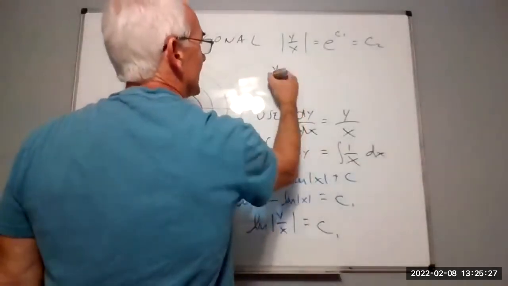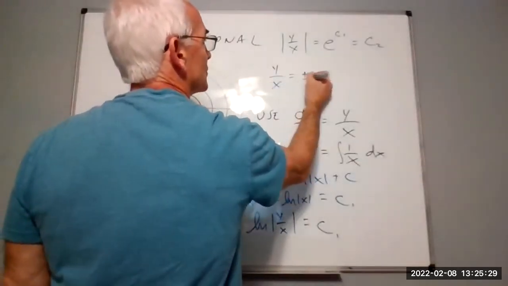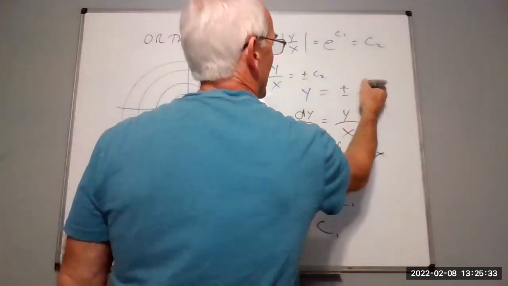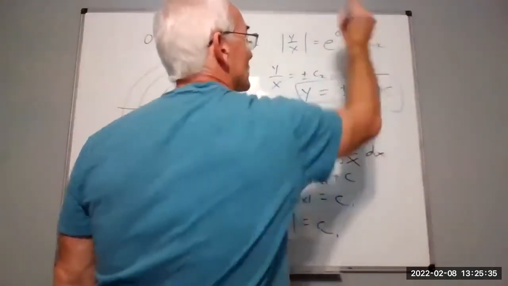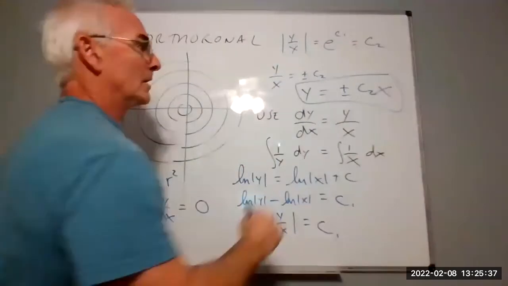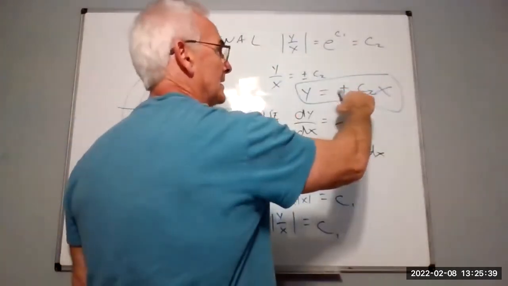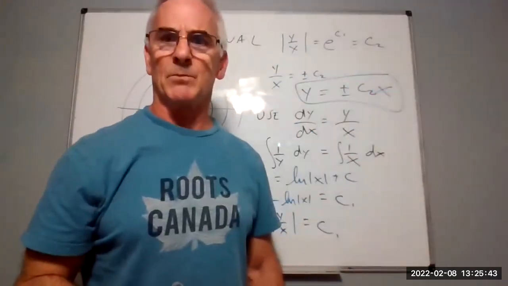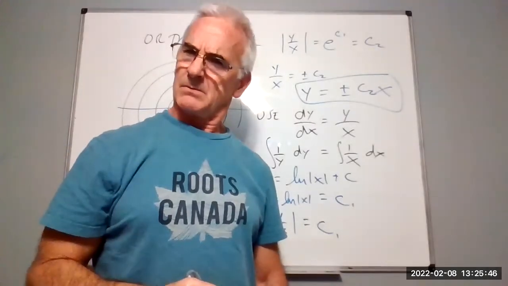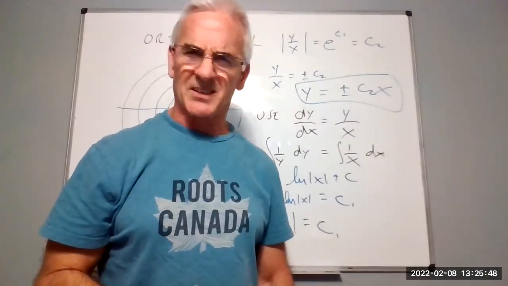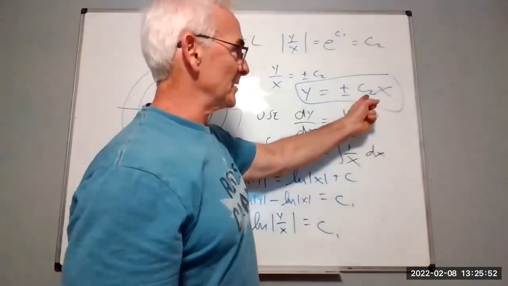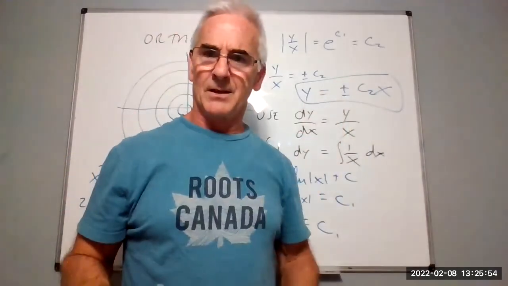So if I do that, I get y over x is plus or minus c2. So y is plus or minus c2 x, because c2 was any positive number. So that means y is any number, positive or negative, times x. Wait a minute. Y is any number times x. Isn't that just a line? In fact, it's not just a line, it's a line that passes through what?